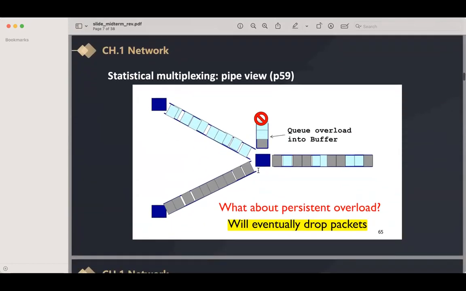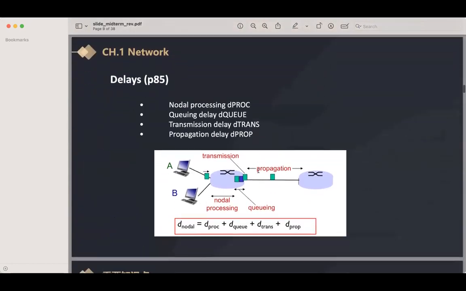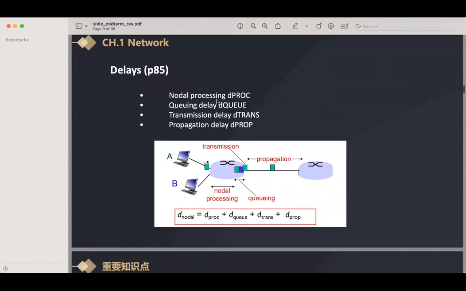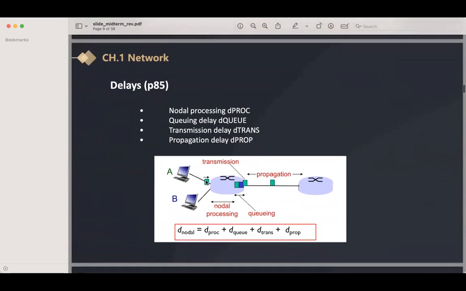Let's go to another question about delay. Usually we will have a calculation here regarding the delays. There are four kinds of delays: propagation, processing, queuing, and transmission delay. The first thing you want to know is which one is the processing delay. So in this image, which one is the processing delay?